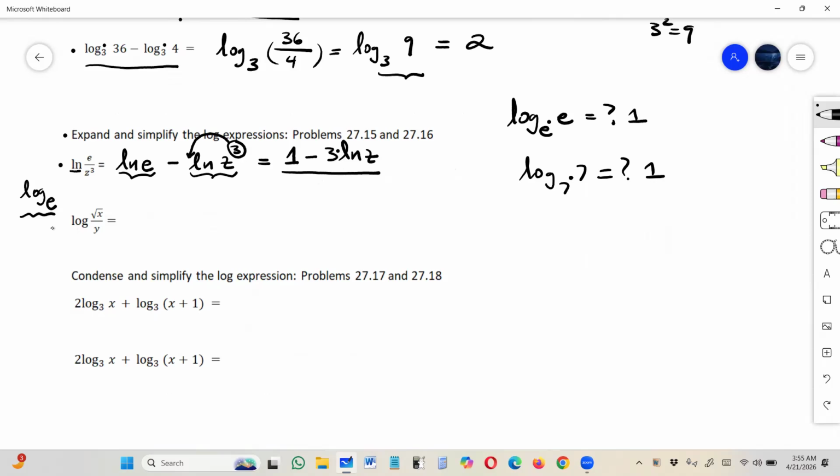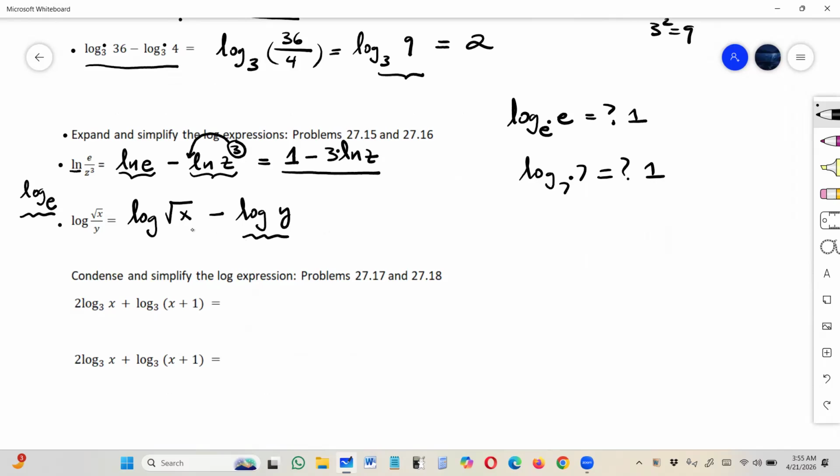The next case, let's take a look at the next case. Same thing, I have a ratio, and this is log base 10, right? You don't see the base. The default is common log or base 10. So this is going to be log square root of x minus log base 10 of y.